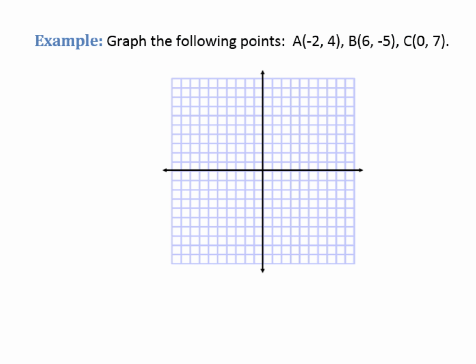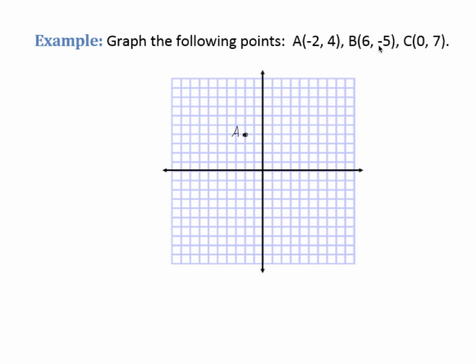So it says graph the following points. Points are usually named with capital letters. So point A is at (-2, 4). Remember, our x value or our horizontal comes first, so we go to negative 2. And then we go up 4. 1, 2, 3, 4. So here's point A.